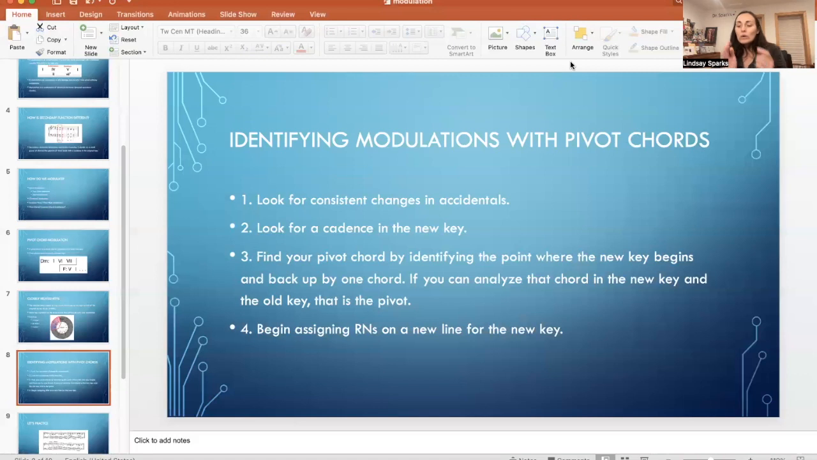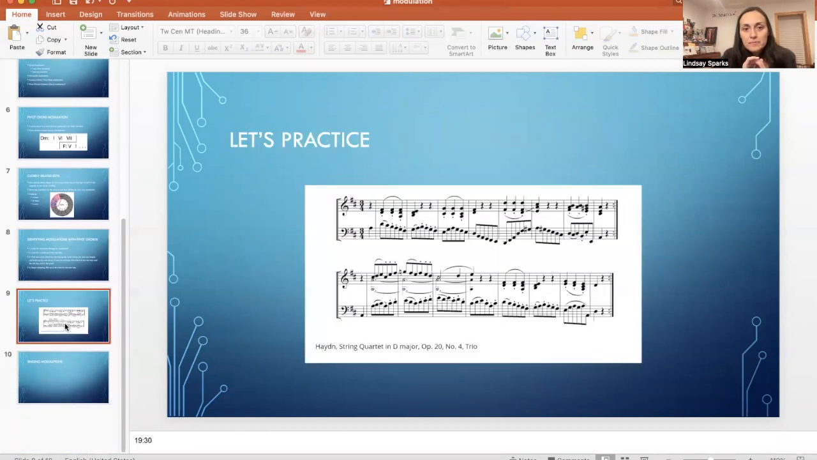And then once you think you've identified your pivot chord, begin assigning Roman numerals on a new line, just like we saw around that bracket, for the new key. And that's basically where we're going with this.